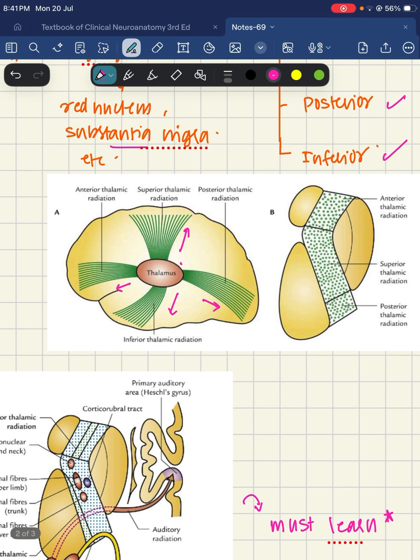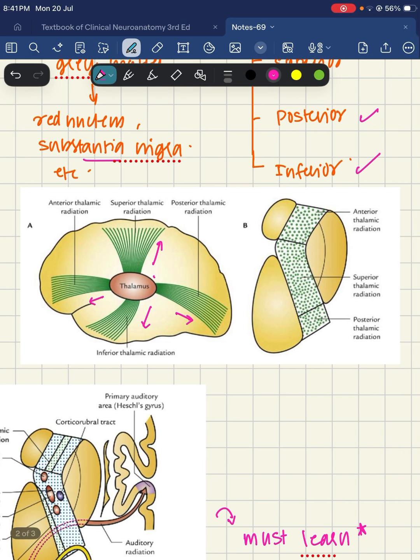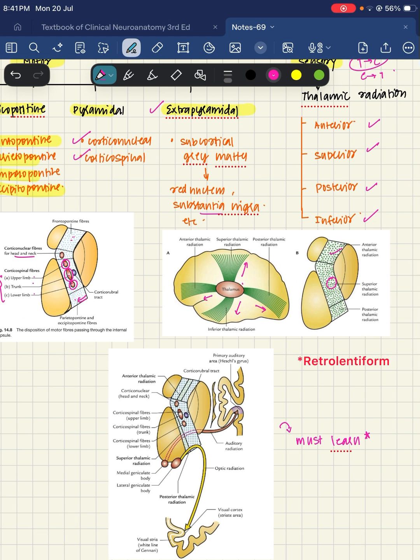The anterior radiation, as you can see, will pass through the anterior limb. The superior radiation will pass through the posterior limb. The posterior radiation will pass through the sublentiform part of the internal capsule. The inferior radiation, we cannot visualize in the diagram, but visualize it going through the sublentiform part, because it is going downward, right? Okay.